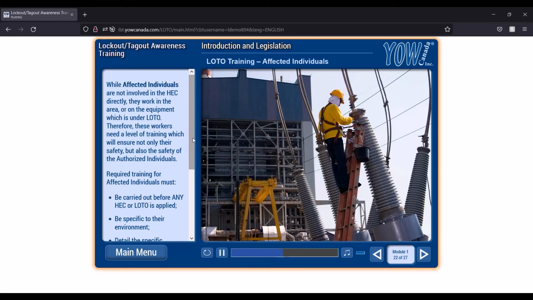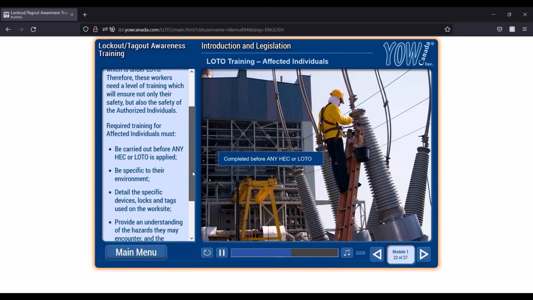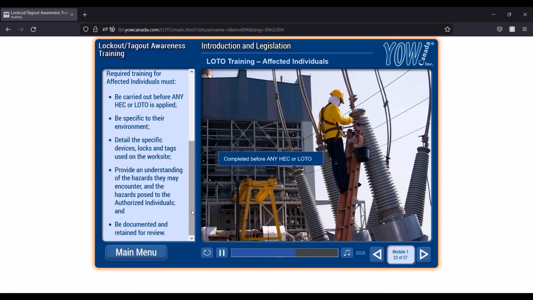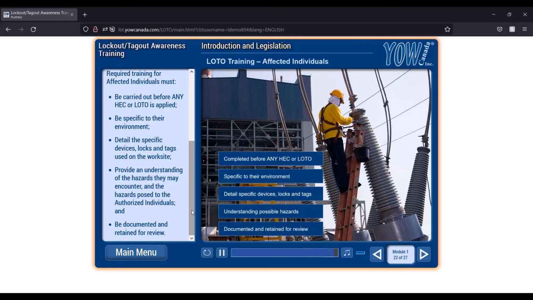Required training for affected individuals must be carried out before any HEC or Loto is applied, be specific to their environment, detail the specific devices, locks, and tags used on the worksite, provide an understanding of the hazards they may encounter and the hazards posed to the authorized individuals, and be documented and retained for review.